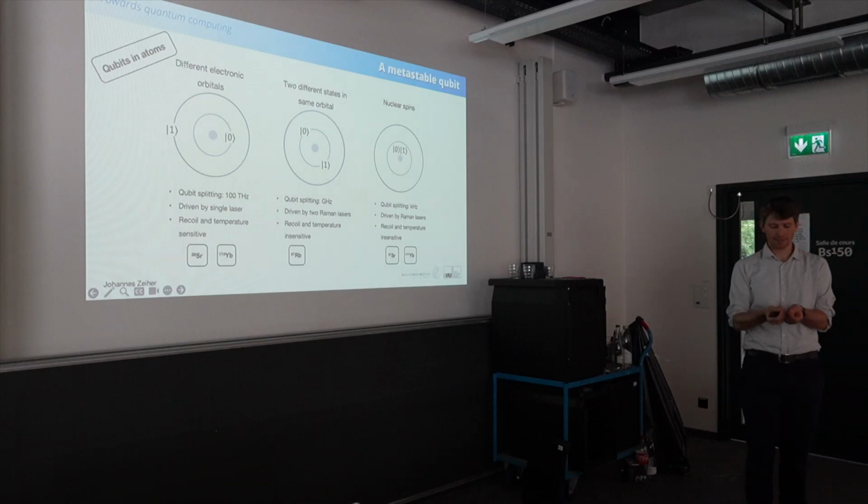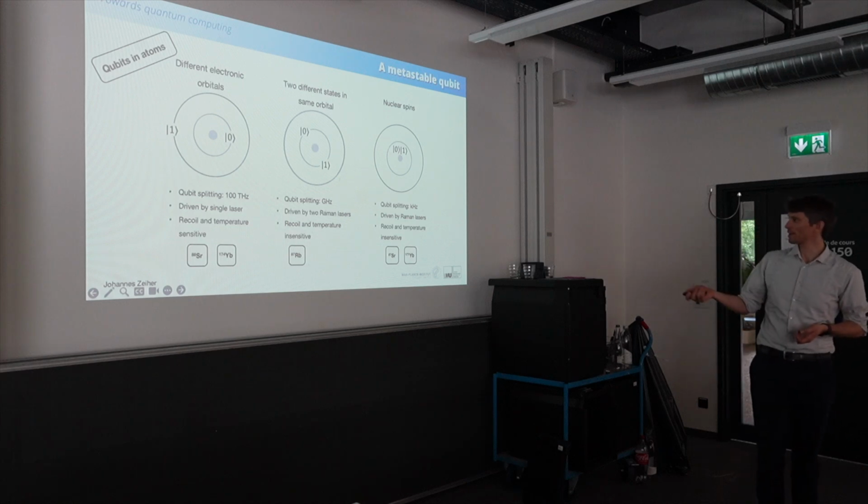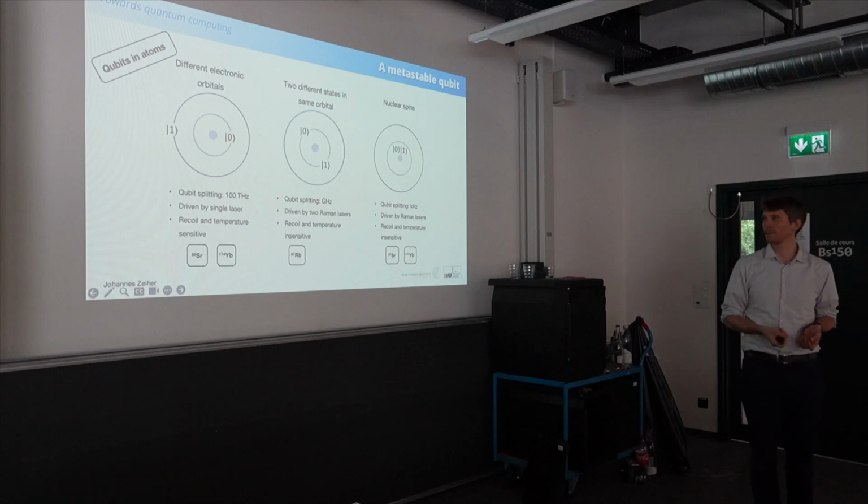And given that the nuclear magnetic moment is much smaller than that of the electron, it's also very weakly perturbed externally by magnetic fields. So you can reach very long coherence times. And examples where you find such qubits are also the alkaline earth atoms, for example, in strontium-87 or terbium-170.